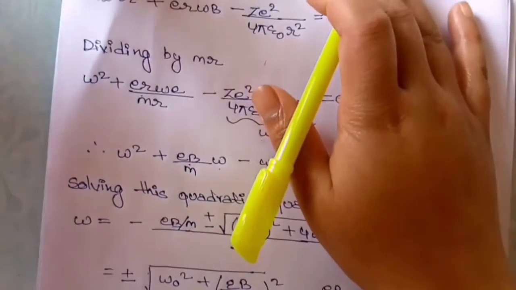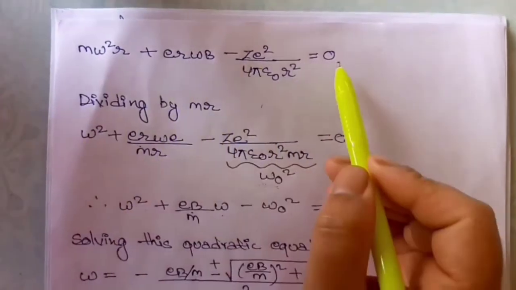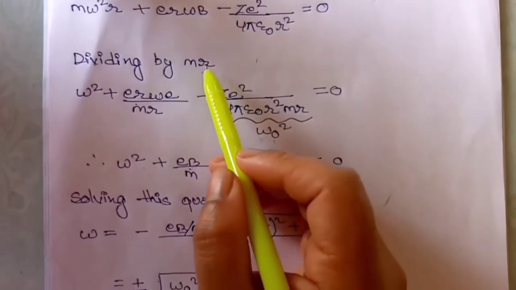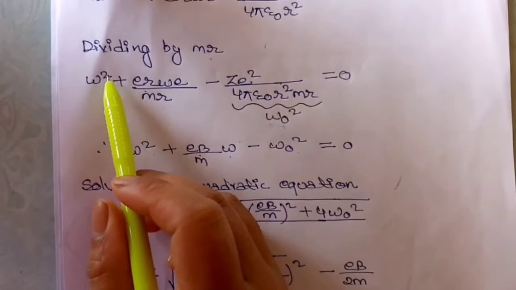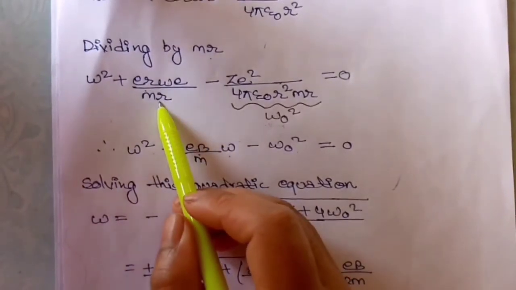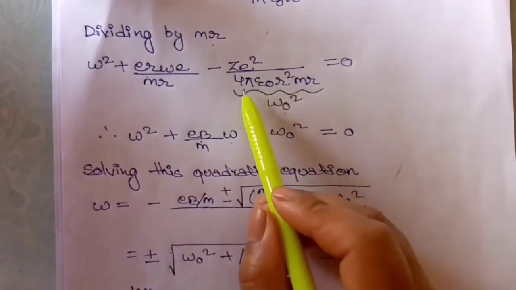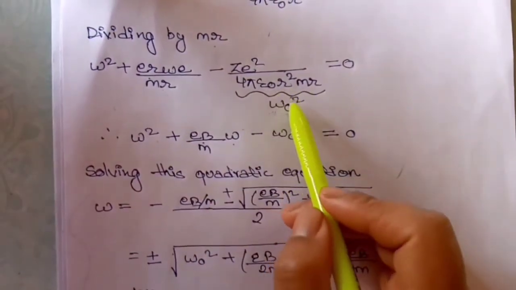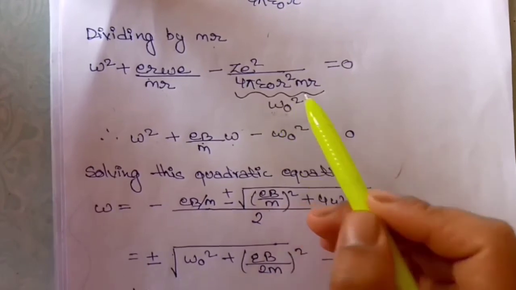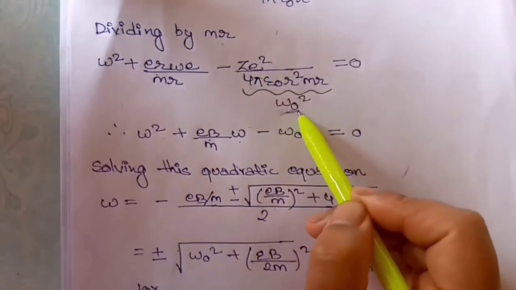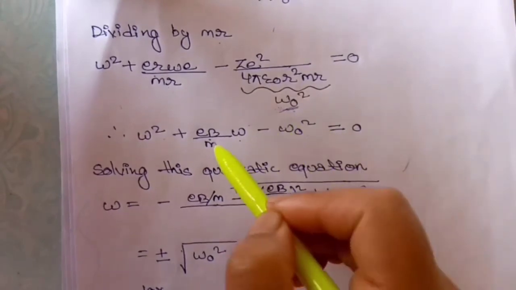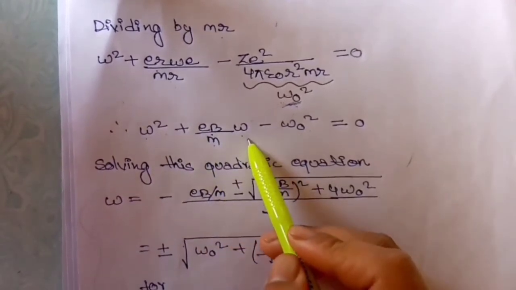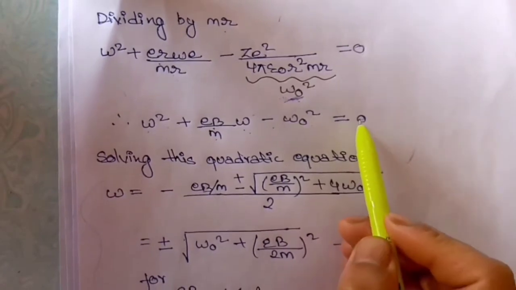Just taking this to the left hand side, we get this equation equal to 0. Now divide the whole equation by m into r. It becomes omega square plus E omega B divided by m, minus ZE square divided by 4 pi epsilon naught m r cube. Now looking at the previous equation, this whole term is basically the value of omega naught square. So putting omega naught square in place of this, it becomes omega square plus EB divided by m into omega, minus omega naught square equals 0.